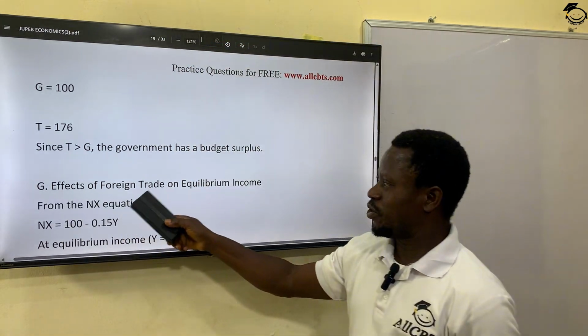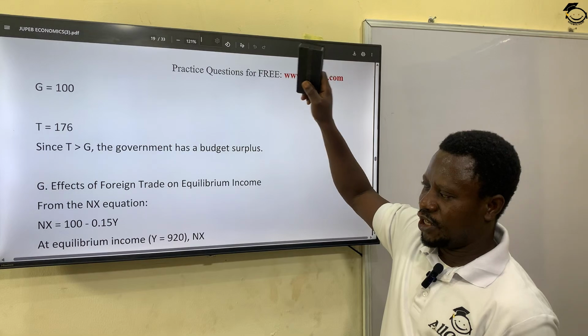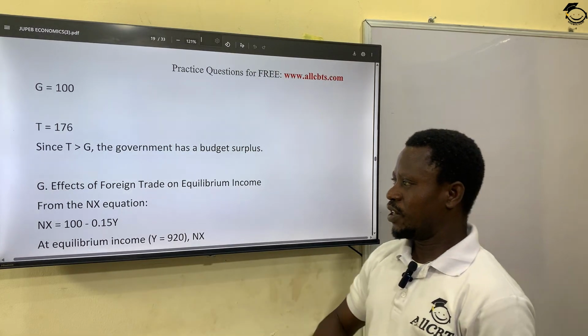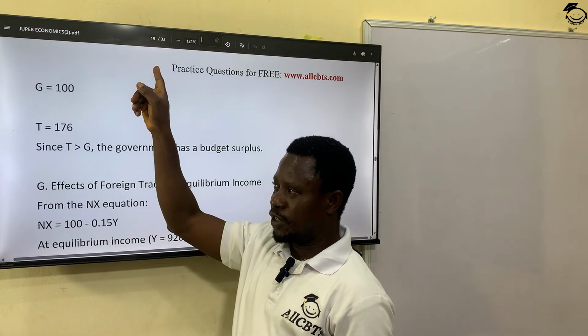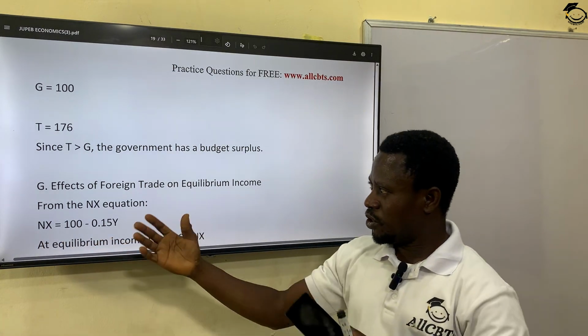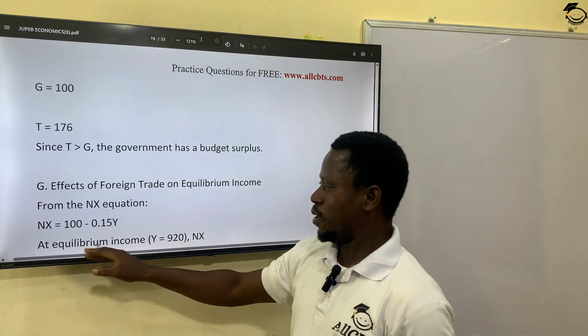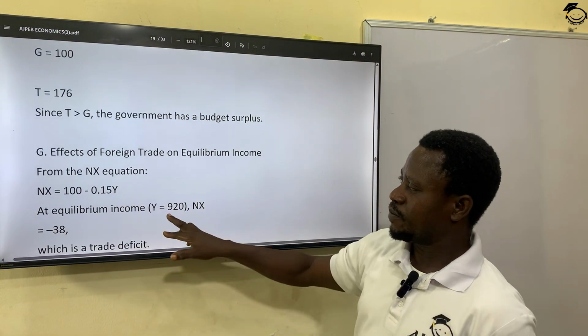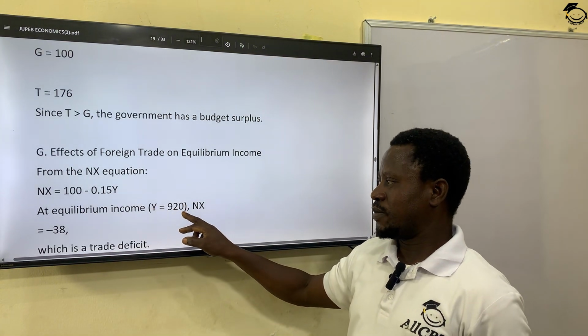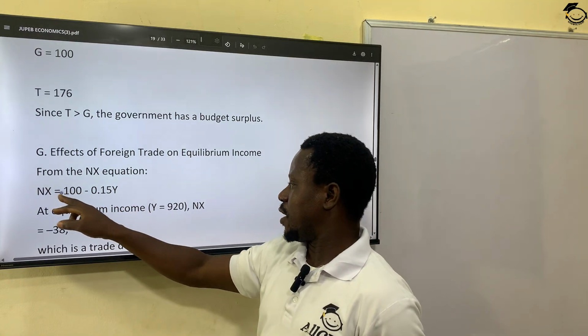G, what is the effect of foreign trade on the equilibrium income? Remember, they gave us this equation from the beginning. We're looking at foreign trade now. Foreign trade is export and import. So at equilibrium, our answer we got earlier, income is 920. So when we replace it now, what do we have?